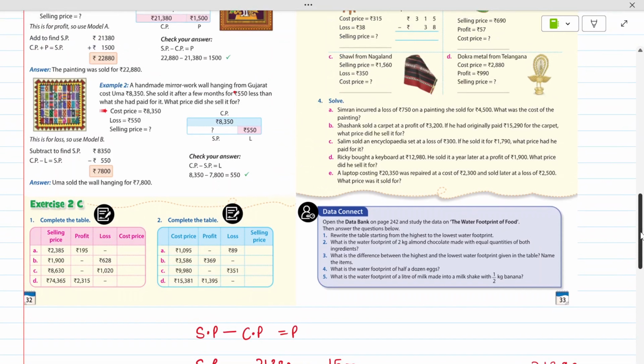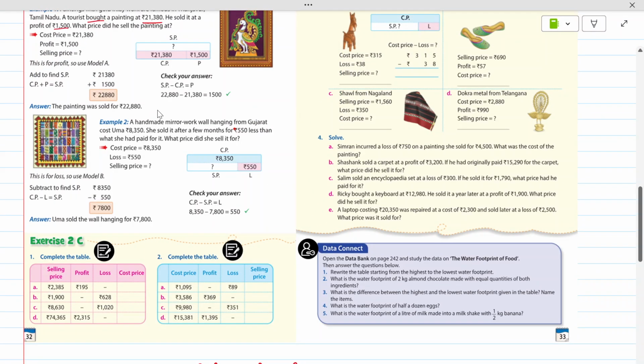Now, in the next example, what we have is a handmade mirror work wall hanging from Gujarat that cost Uma rupees 8,350. So this is the cost price. She sold it after a few months for rupees 550 less than what she had paid for it. So she has a loss of 550. What price did she sell it for?